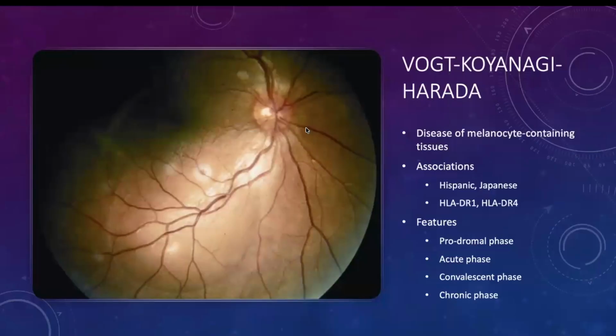So with VKH, this is a disease of melanocyte containing tissues, so you're mainly looking at your CNS, your eye, and sometimes your skin as well. The main associations you're looking at tend to be Hispanic communities, potentially Japanese communities. There's a strong association with DR1 and DR4. And it comes in four main phases, which is your prodromal, then the acute uveitic phase, which is where most patients are actually going to present, and then the convalescent phase, and then your chronic phase.